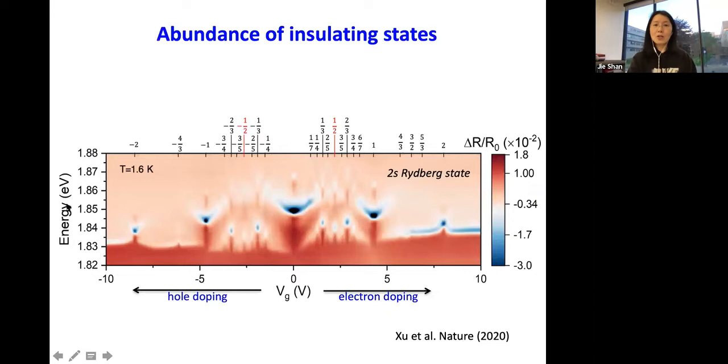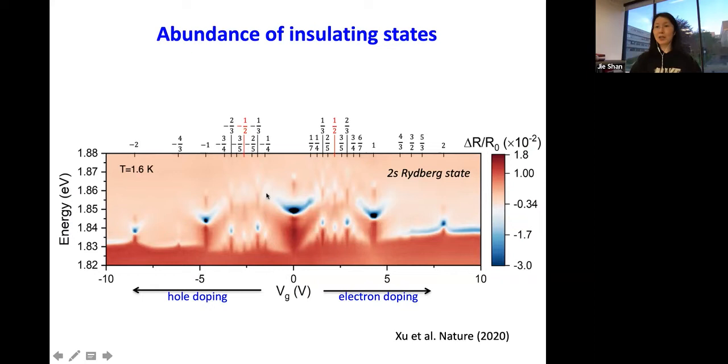In this contour plot, you see the 2s state from the sensor as a function of photon energy and gate voltage. The gate voltage corresponds to doping into the moiré superlattice. Positive voltage means we're putting electrons into the moiré superlattice, and negative means we're putting holes in. The color blue means more absorption, and yellow and red mean less. You can see the background here, this whole background is compressible, so it's a metallic state. And on top of that, we have plenty of insulating states.